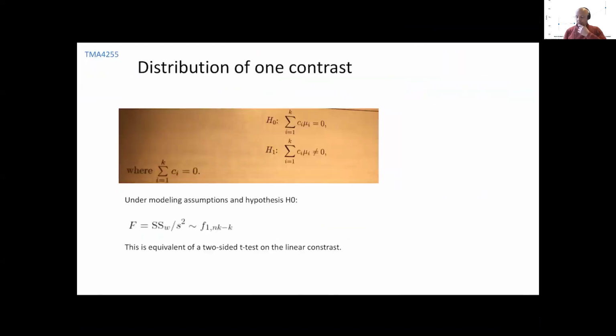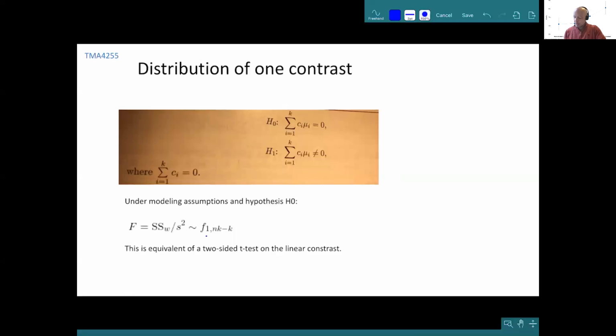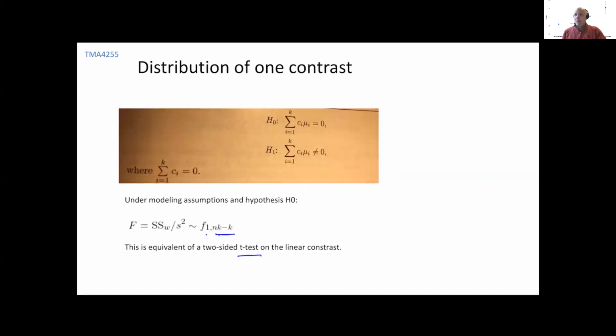Contrasts actually get 1 degree of freedom for the numerator. So this is equivalent to testing a two-sided t-test. The Fisher distribution with 1 degree of freedom and something else in the denominator is equal to a two-sided t-test. And that's what you can see here. If you compute this linear combination, you get a normal distribution, and then you have to estimate the variability. So then it's a t-test. And then a chi-square is a normal distribution squared. So this is how they're connected.